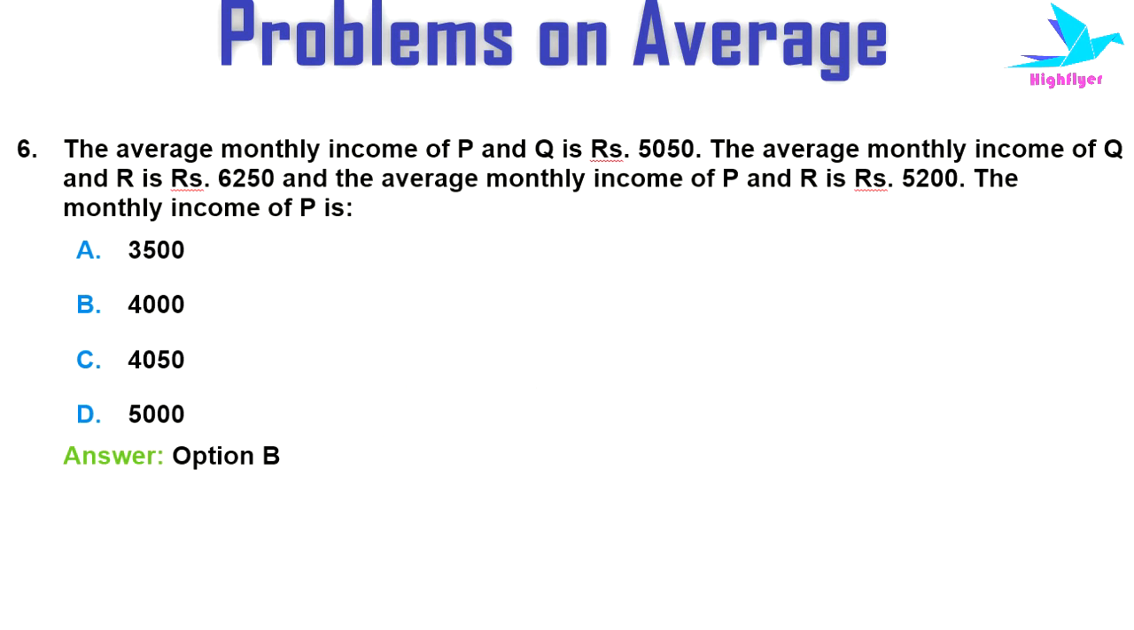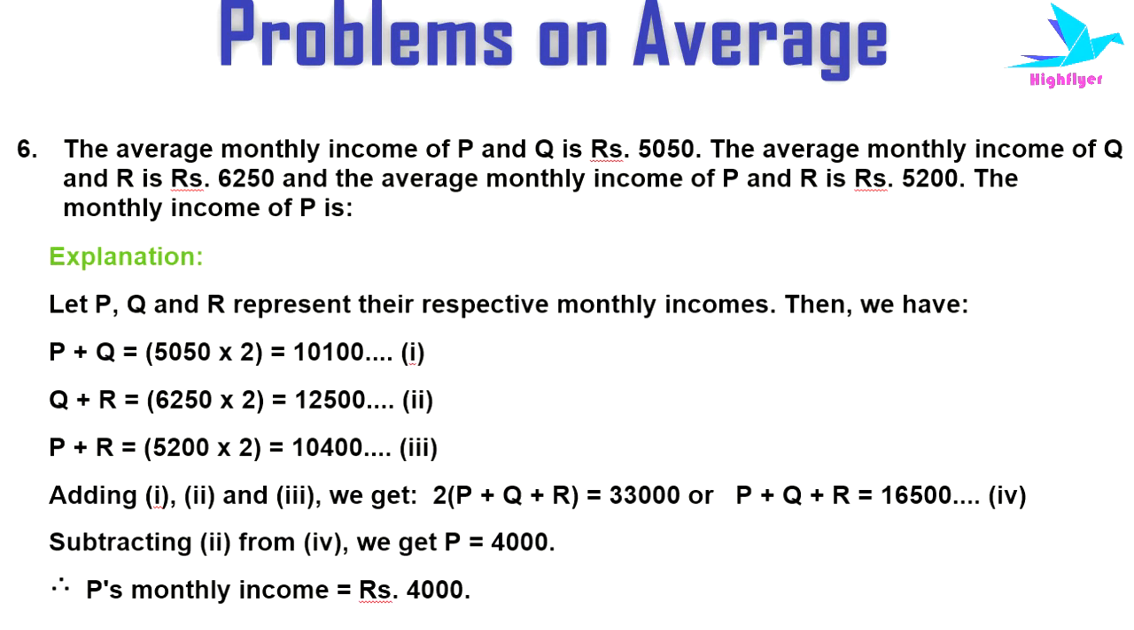Let's see the explanation and know how. Let P, Q and R represent their respective monthly incomes. Then we have P plus Q equals 5050 into 2, that is equal to 10100. Let's understand this. The summation of the income of both P and Q will be the average income of P and Q into 2. So with this relation, we get equation 1. Similarly, putting the same relation with Q and R's income and P and R's income, we get equations 2 and 3.